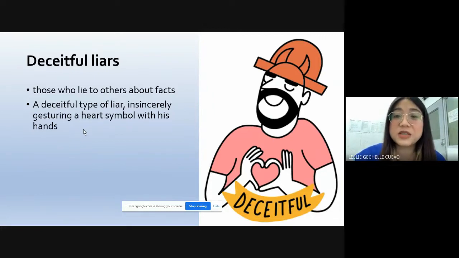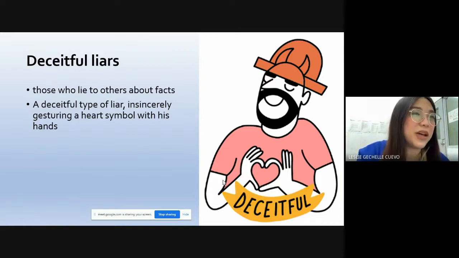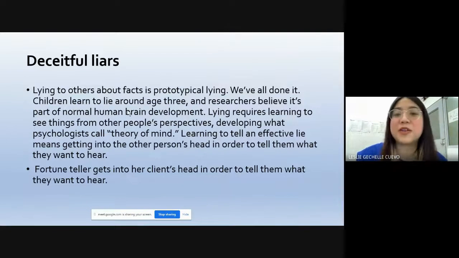Deceitful liars. So those who lie to others about facts. A deceitful type of liar insincerely gesturing a heart symbol with his hand. O yan. Puso-puso pa siya, pero sinungaling naman. Diba? Pinaasa ka niya. Ay, may ganun.